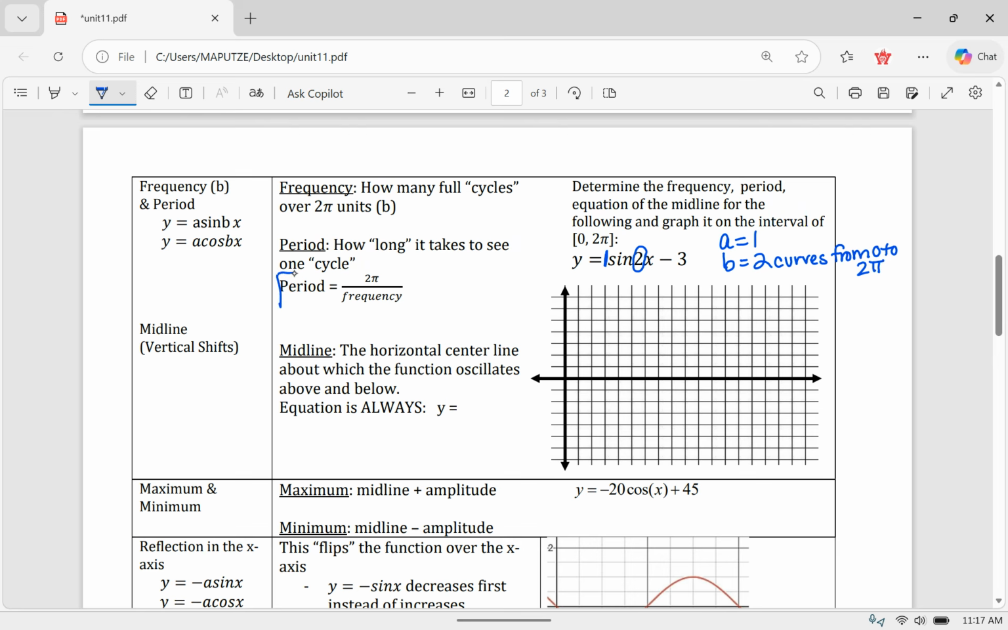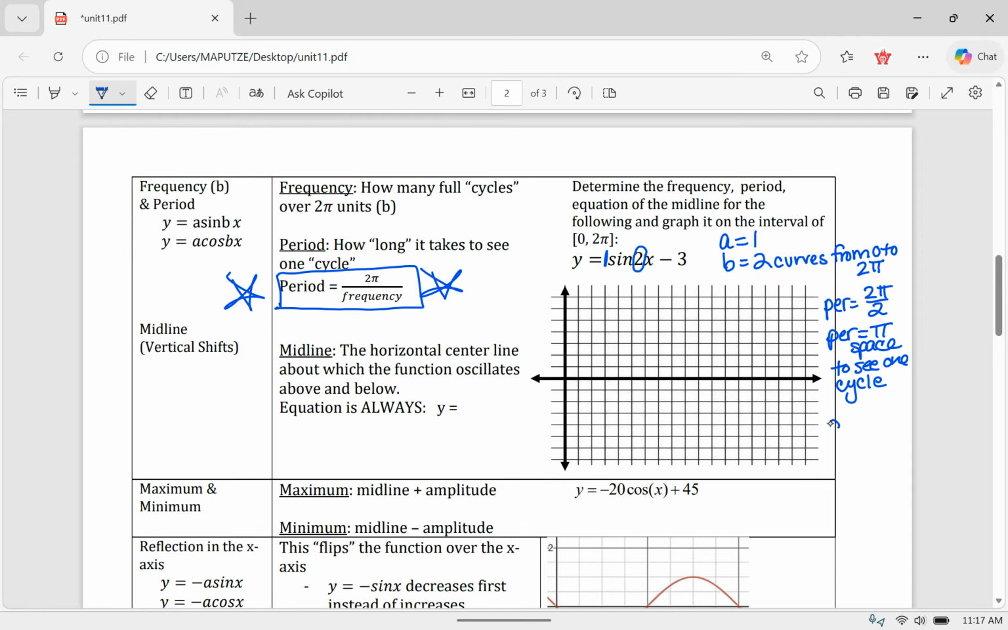Period, that's a formula. So if you don't have it memorized yet, let's make sure that this is memorized. Okay, so your period is 2 pi over your frequency. Which looks like we would have a period of pi. So what that means, how I label that, is you need that amount of space to see one cycle. So in pi amount of space, you should see one cycle of our graph.